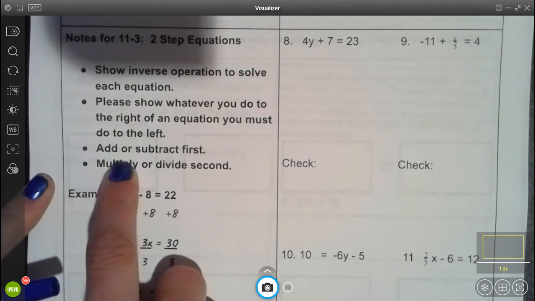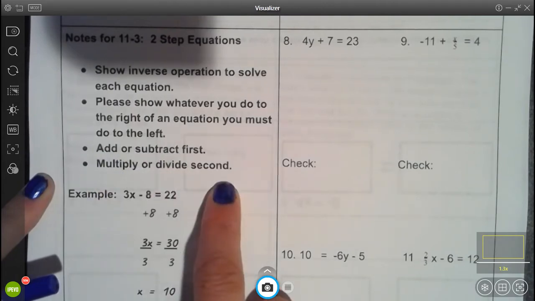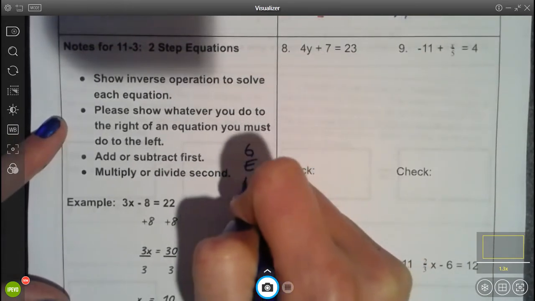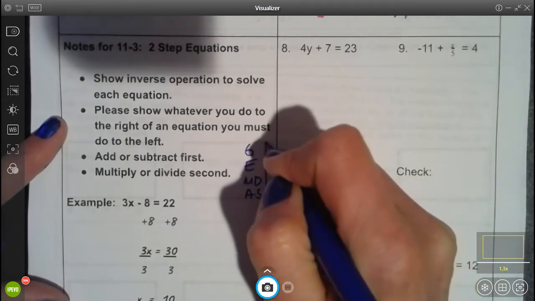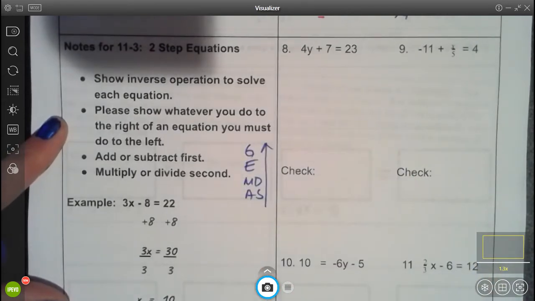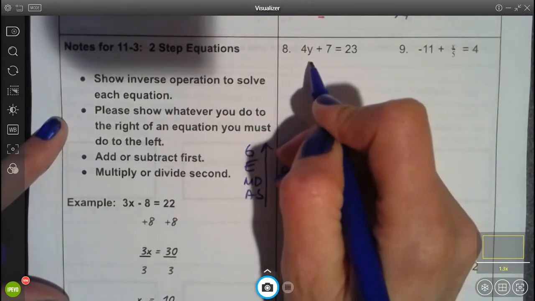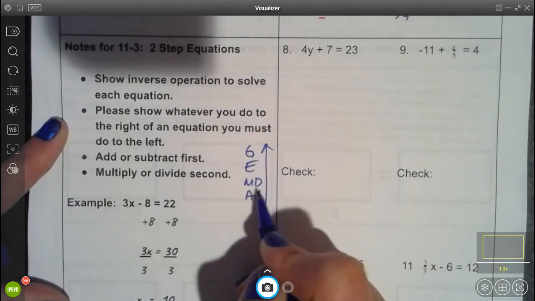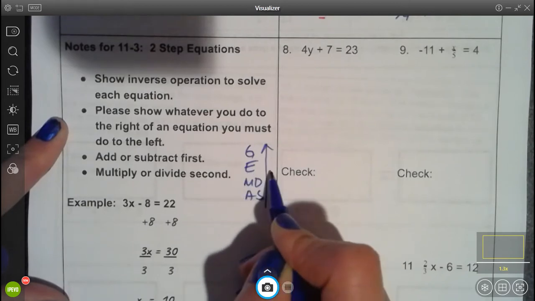You're always going to get rid of addition and subtraction first and multiplication or division second, because we're doing the order of operations in reverse: grouping, exponents, multiply, divide, add, and subtract. So we are starting at the bottom of the order of operations and working our way up because we know the answer. We're trying to figure out what was the problem that got us 23. When we see adding, we're going to do subtracting. When we see multiplying, we're going to do dividing. When we see exponents, we're going to do square roots.